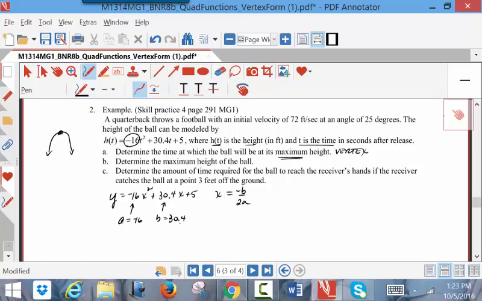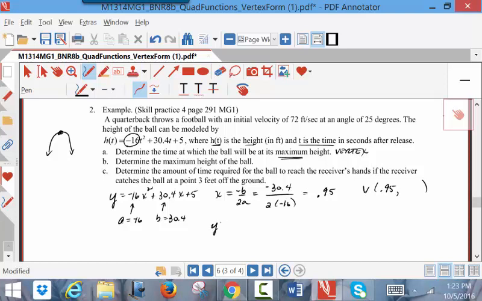You're definitely going to want your calculator to get this to 2 decimal places. So this is negative 30.4 over 2 times negative 16. Right now the negative over the negative is going to be a positive result. So go to your calculator and put 30.4 divided by 2 times 16, which of course is 32, and come up with 0.95. So the vertex, that maximum, has an x value of 0.95.